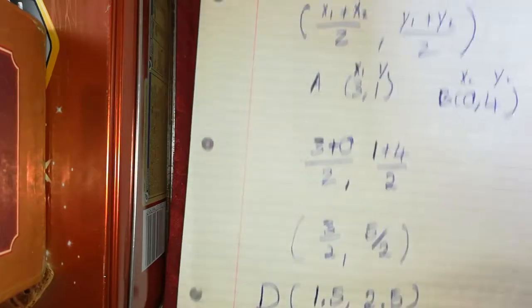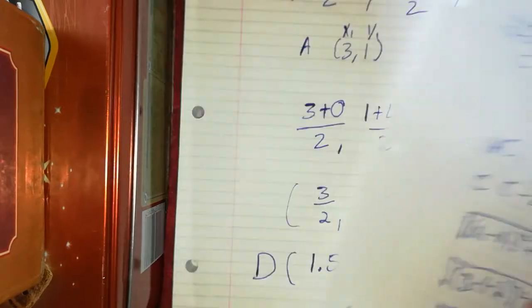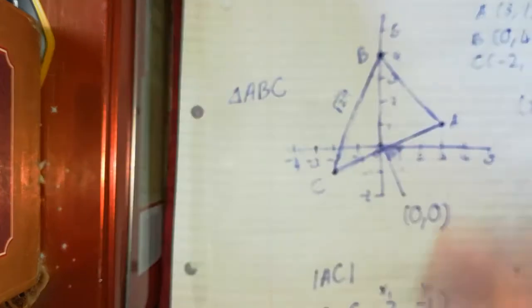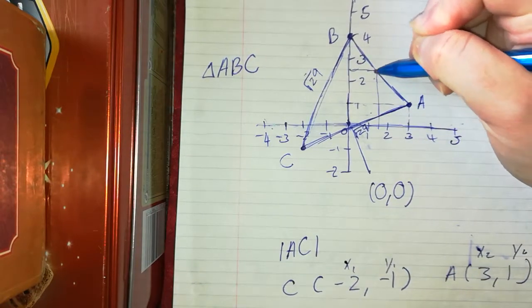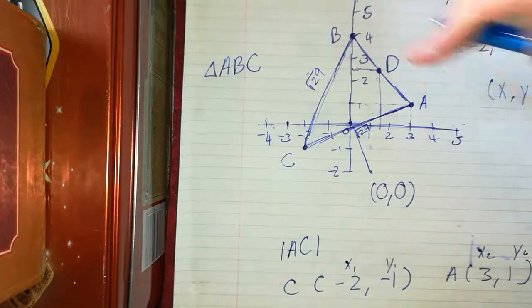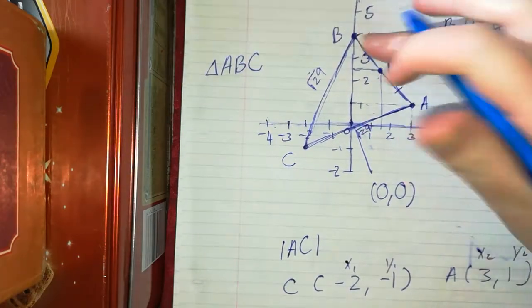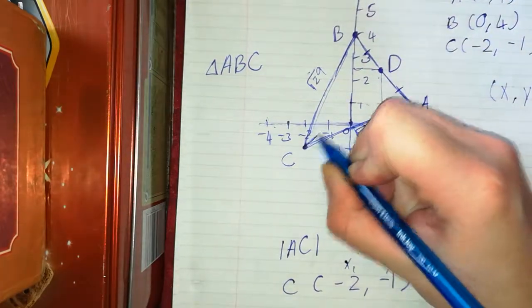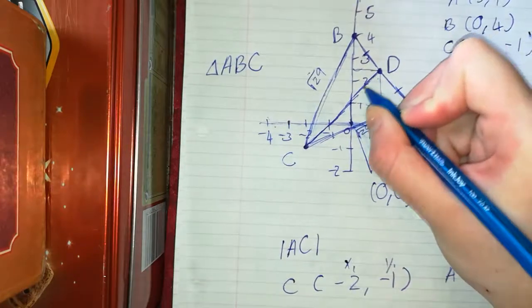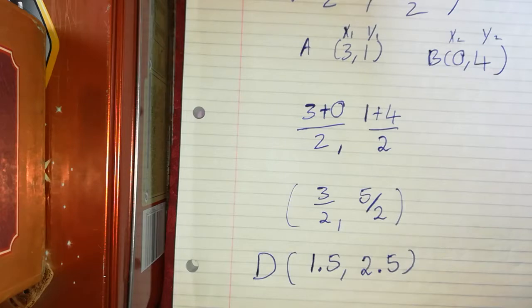Then it says, draw the line CD on the diagram. So D is 1.5 on the x-axis and then 2.5 on the y. So D is going to be about here. So this is D, and it's the midpoint of BA. That means it divides BA into two equal sides. And we are asked to draw the line CD. In the exam I would be using a ruler, but I just don't have one right at the moment. So draw the line CD, that means draw the line from C to D.